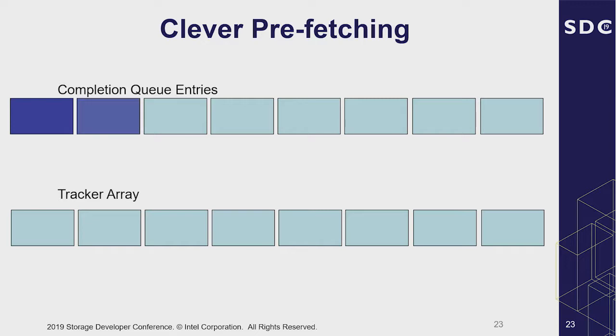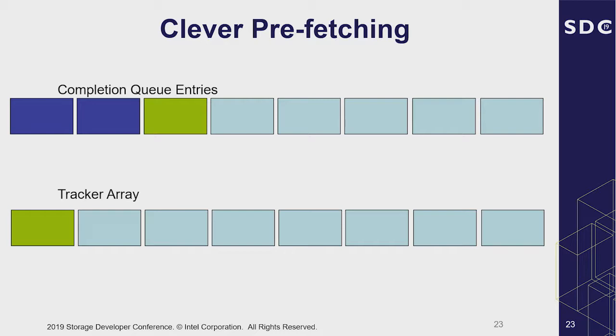Then we prefetch the next one's tracker, which we don't know where, I just picked a box. They're not necessarily mapped one-to-one. And then we prefetch the next one, the array. And then we repeat. So once we've prefetched this one, we go figure out this one's tracker. Say it's, you know, over here. We call its completion callback. Then we come back through the loop.